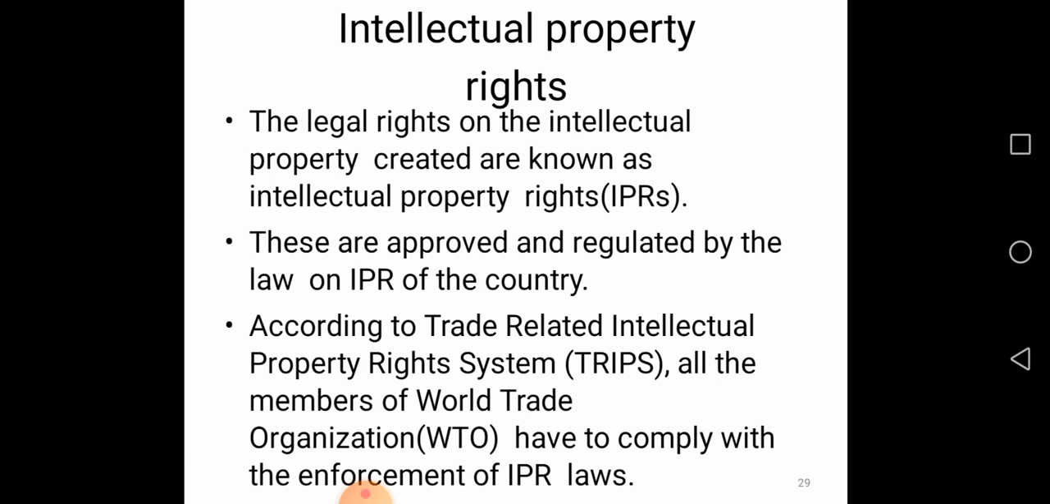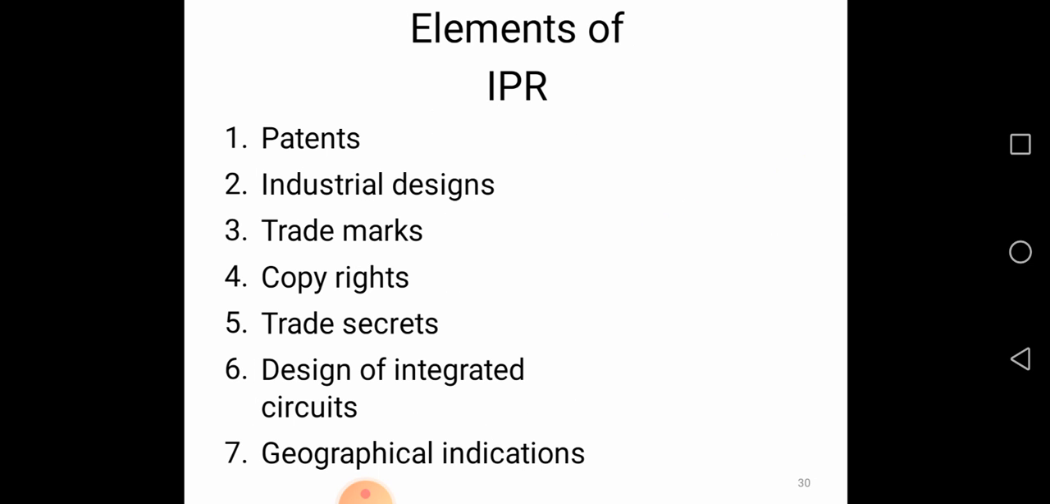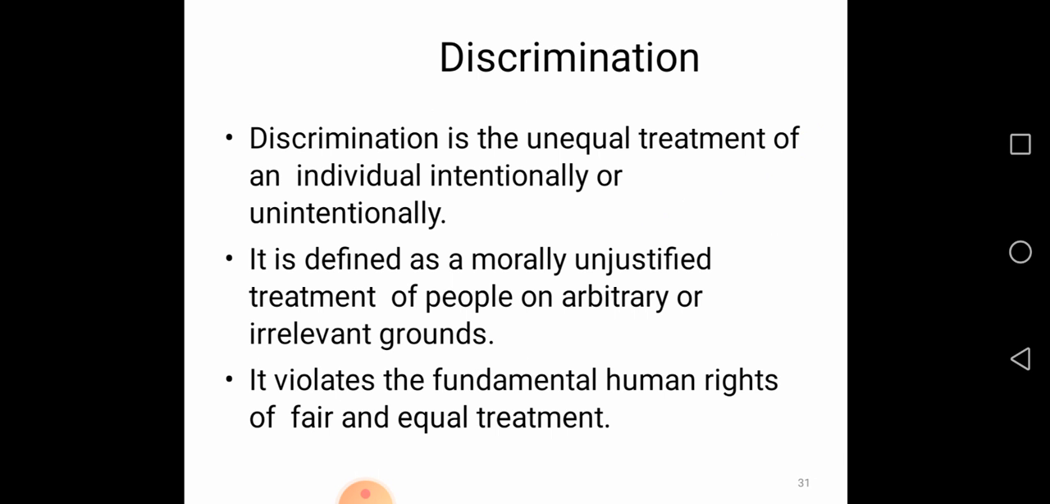Now, these intellectual property rights have 7 very important elements. They are patents, industrial designs, trademarks, copyrights, trade secrets, design of integrated circuits, and geographical indications. So, these are the important elements of IPR.